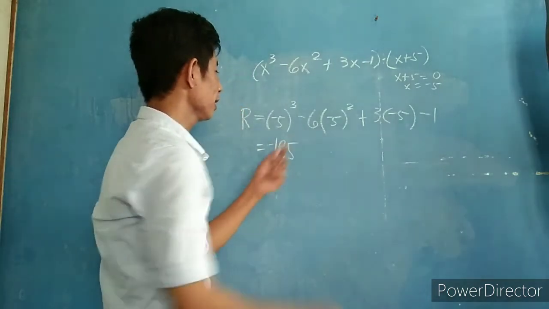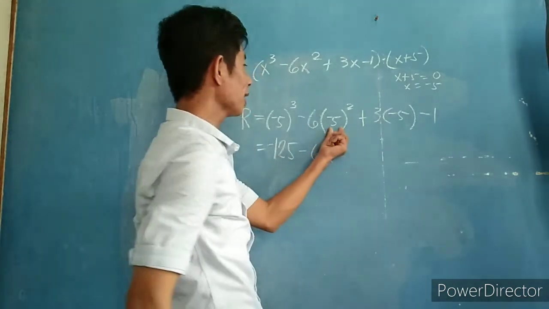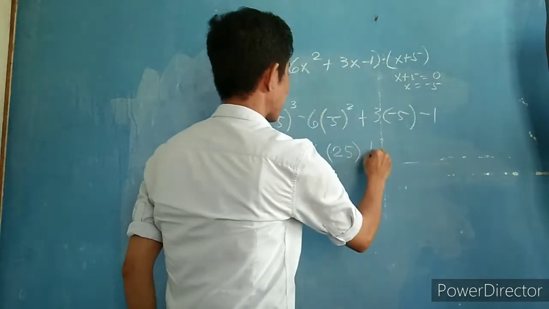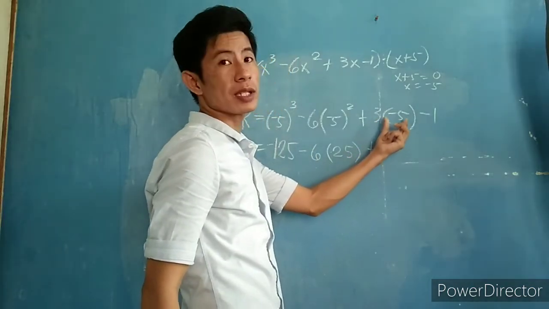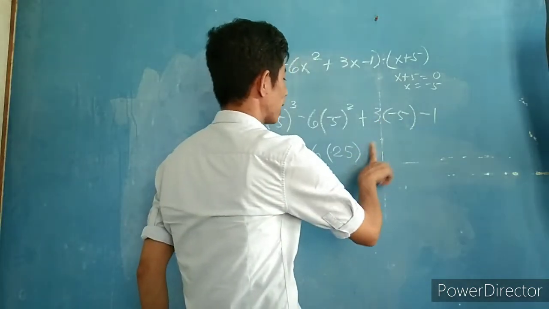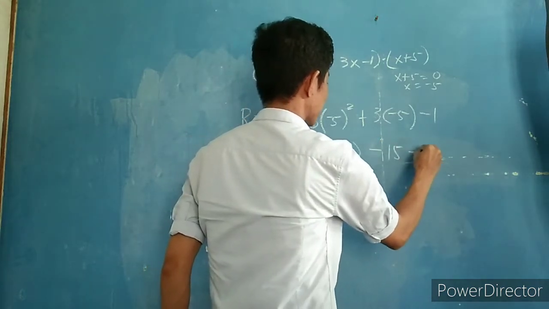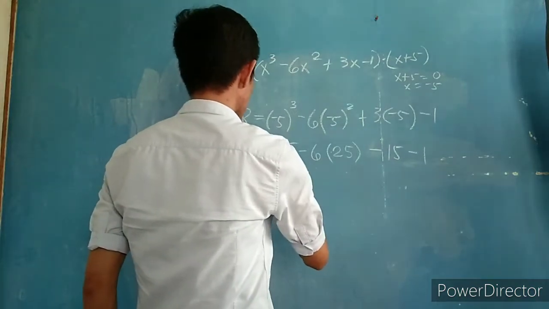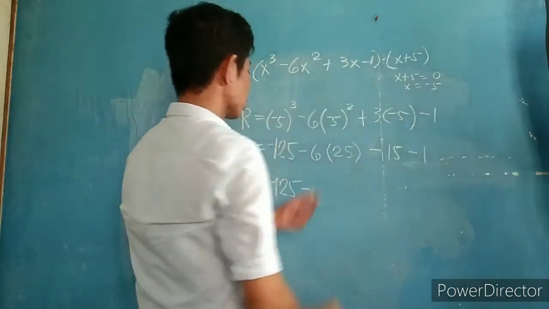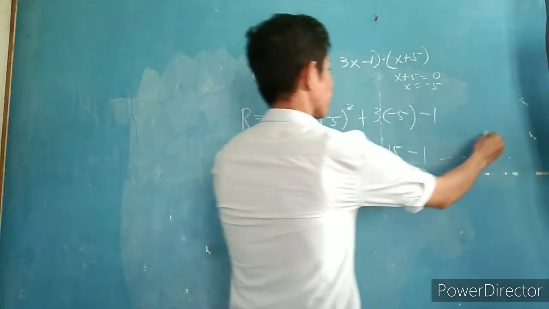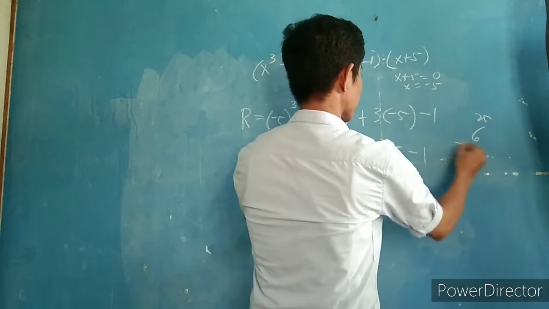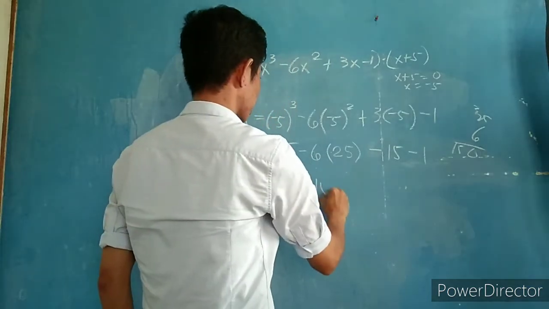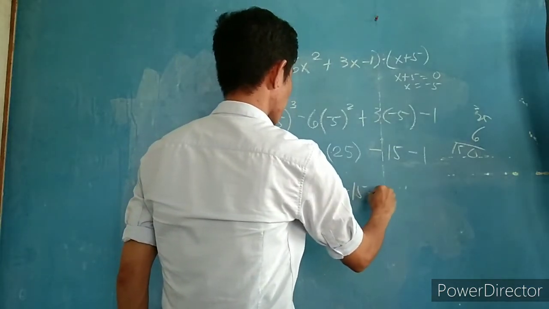125. Then negative 5 squared is 25. Plus 3 times negative 5 is negative 15, so we will write negative 15 minus 1. Next, negative 125 minus 6 times 25. So we have 6 times 25, 30, carry 3, 12, 13, 14, 15, so 150. Minus 15 minus 1.